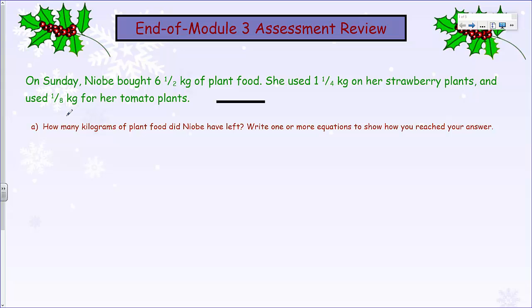It says here, on Sunday, Niobe bought 6.5 kilograms of plant food. She does like to garden, huh? Anyway, she used 1 1/4 kilograms on her strawberry plants, and of course she used 1/8 kilogram for her tomato plants. How many kilograms of plant food did Niobe have left? That's a great question. Write one or more equations to show how you reached your answer.